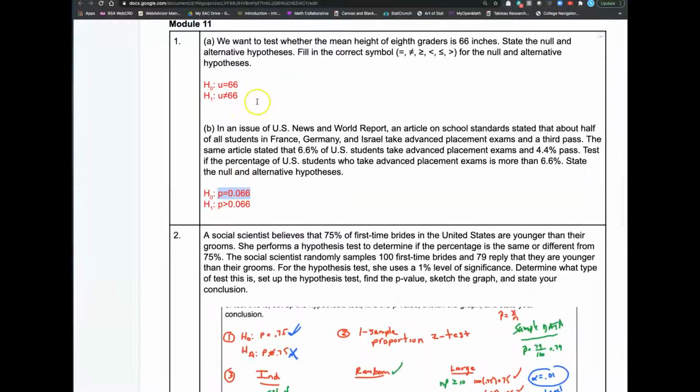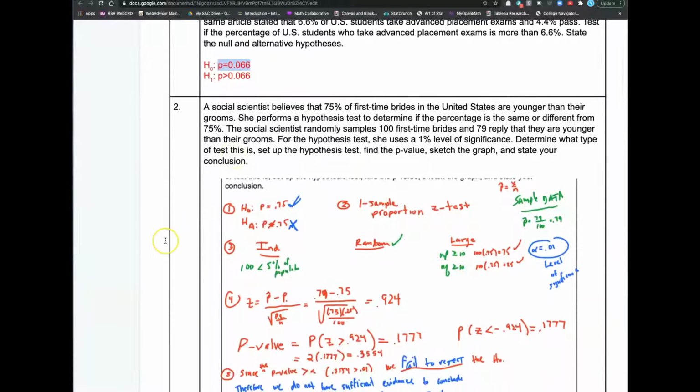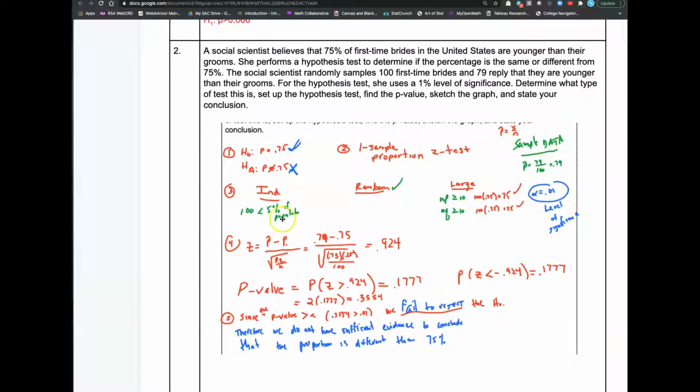And this would then be a two-sided test, and this would be a one-sided test, a right-sided, right tail, because of the greater than. And again, what we're testing is the likelihood that the sample data that we get comes from a population that has these parameters, that says that the population is 75% for first-time brides.